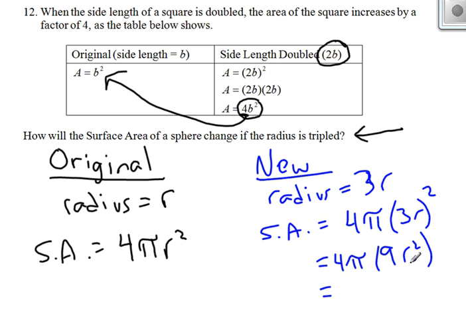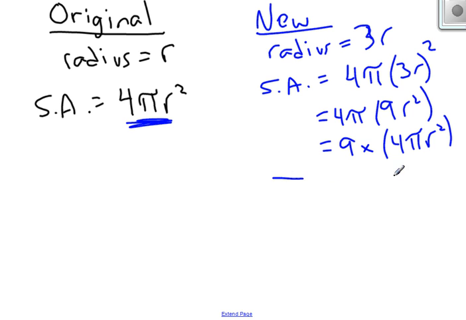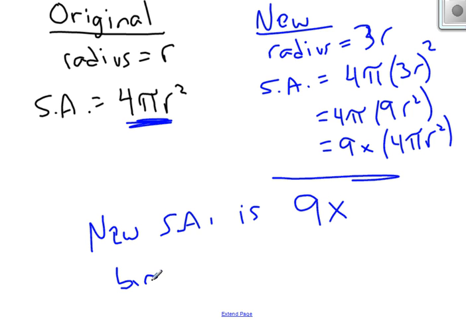Compare it again over here just visually. I have 9 times 4 pi r squared. In other words, what I have is the original surface area multiplied by 9. So in other words, the new surface area is 9 times bigger than the original surface area. And that's because here's the original surface area, and it's times 9. So hopefully that sort of makes sense. It's some very good math thinking when you can do that question.